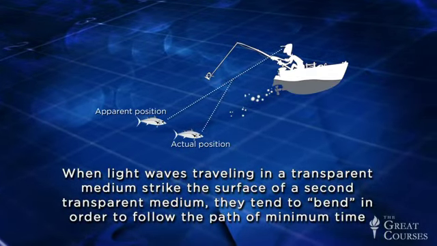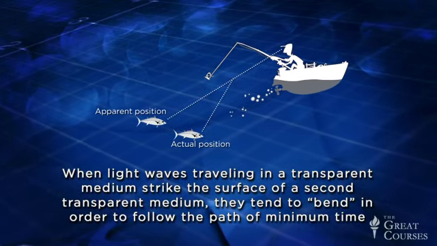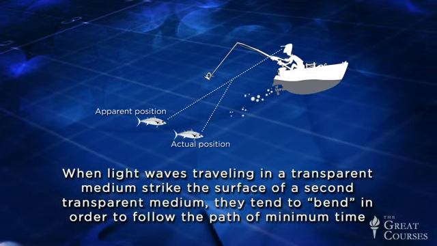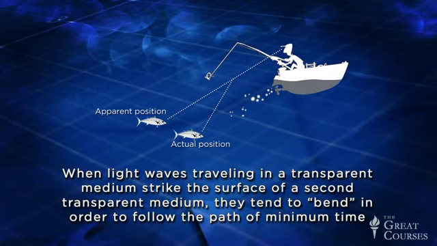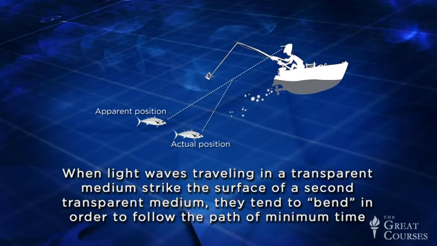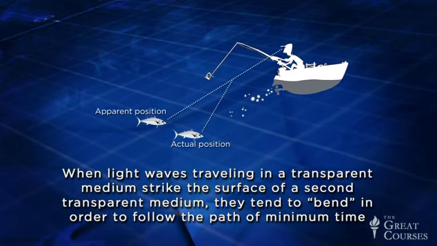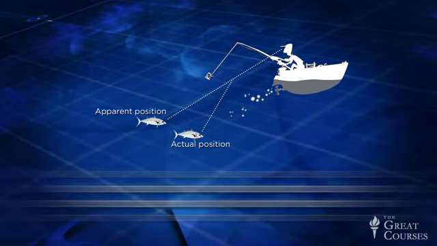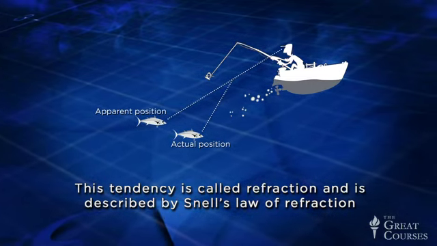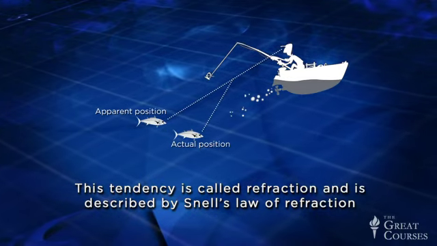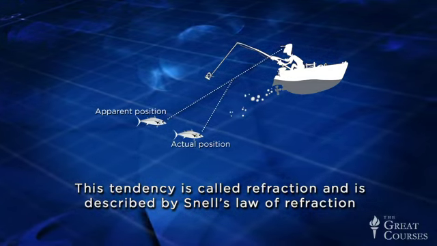It turns out that when light waves are traveling in a transparent medium and they strike the surface of a second transparent medium, like from air to water, they tend to bend in order to follow the path of minimum time. And this tendency is called refraction and is described by the famous Snell's law of refraction. Let's look at this picture and I'll try to describe Snell's law for you.